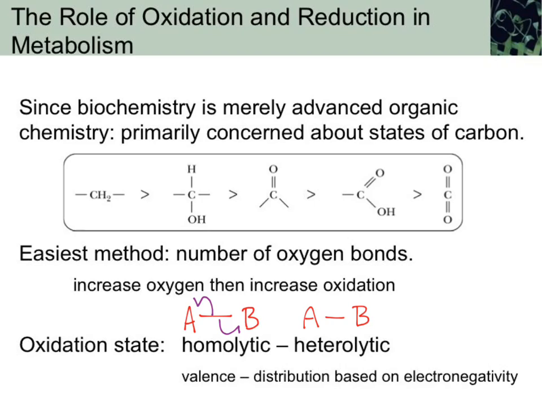The heterolytic means what? Both electrons go to one atom. Well, which atom are they going to go to? They're going to go to the more electronegative one. So in this case, I'm saying B is more electronegative.